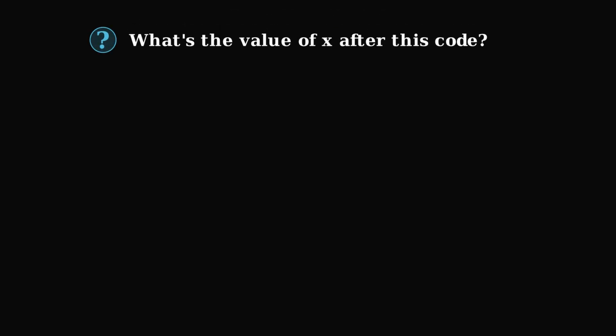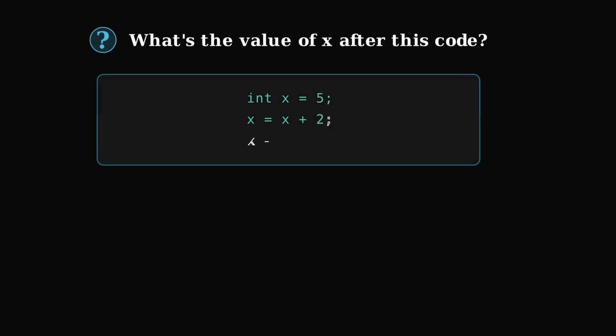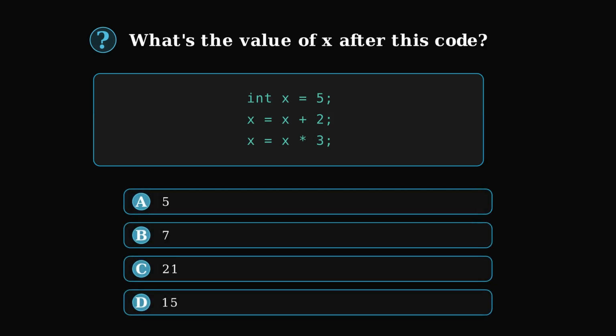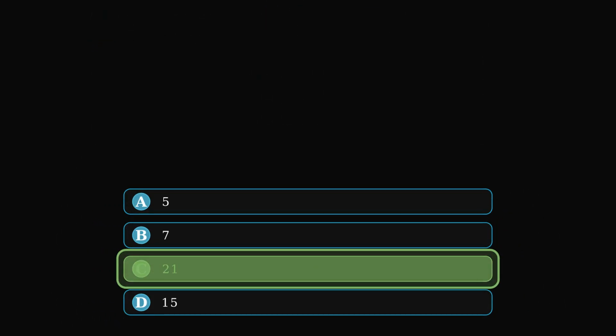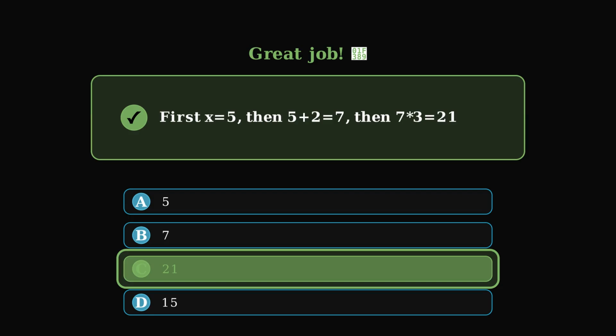What's the value of x after this code? Which one is correct? The correct answer is first x equals 5, then 5 plus 2 equals 7, then 7 times 3 equals 21.